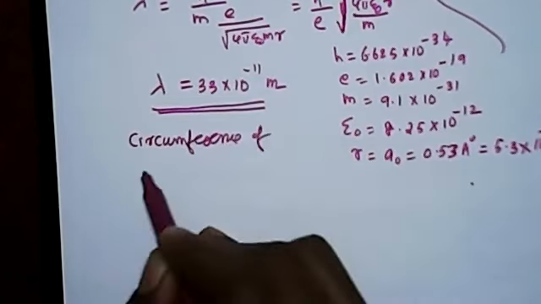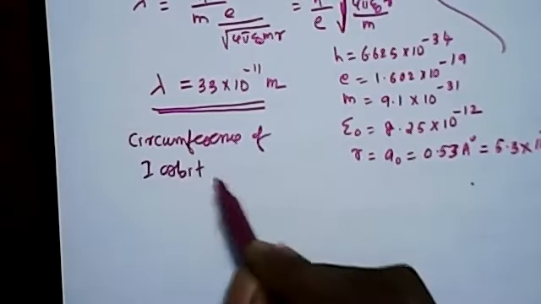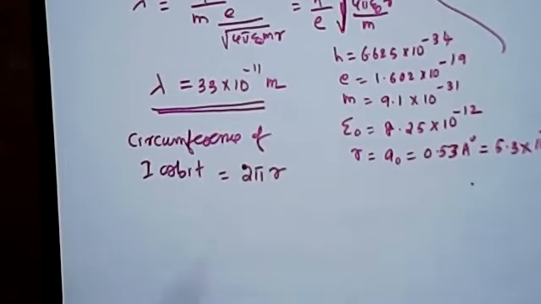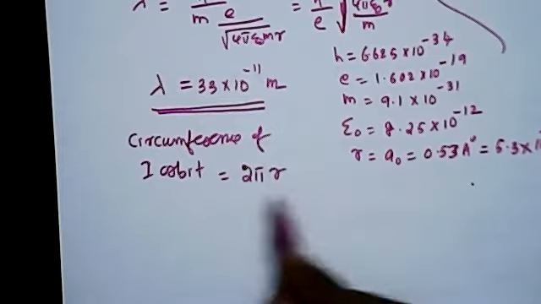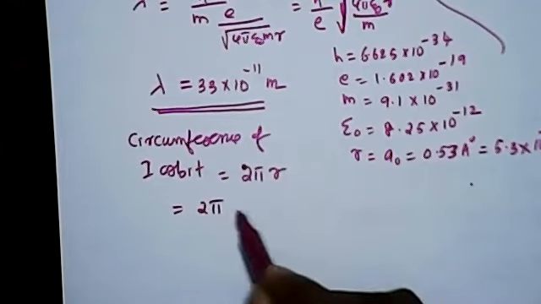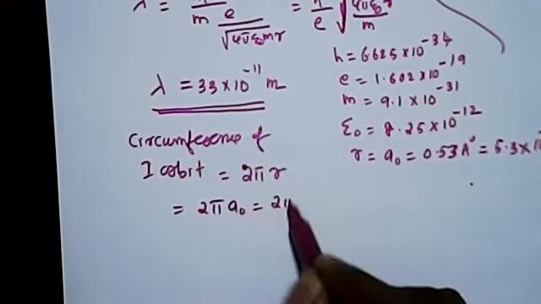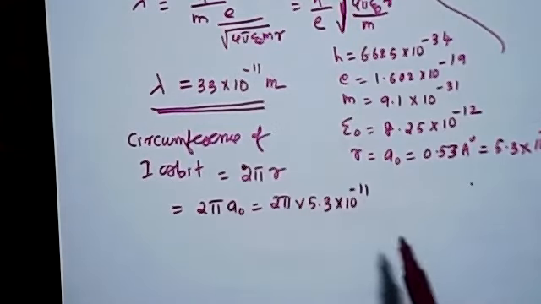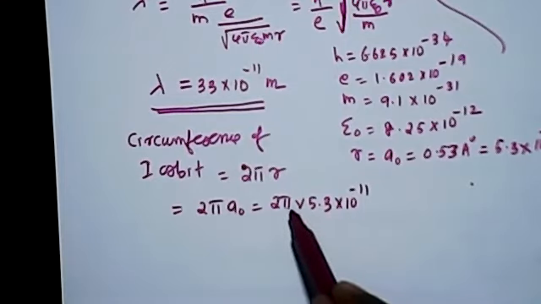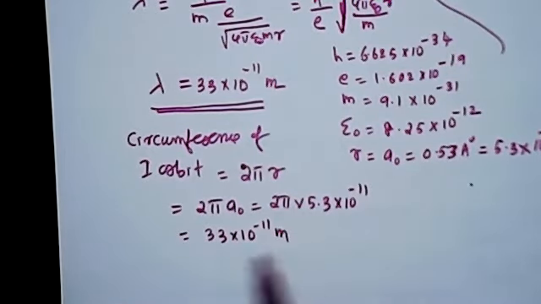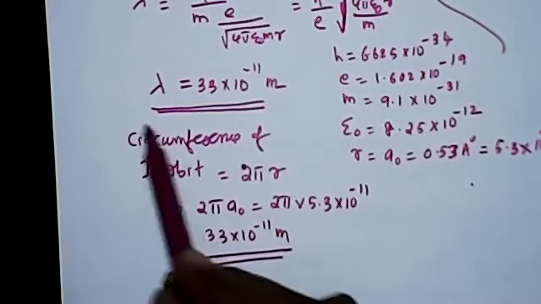Circumference of first orbit equal to, we know it is nothing but 2 pi r. Okay, so now you calculate 2 pi r, so this is 2 pi into r, again Bohr radius, equal to 2 pi into 5.3 into 10 to the power of minus 11. Okay, so when you calculate, this also becomes equal to 33 into 10 to the power of minus 11 meter.